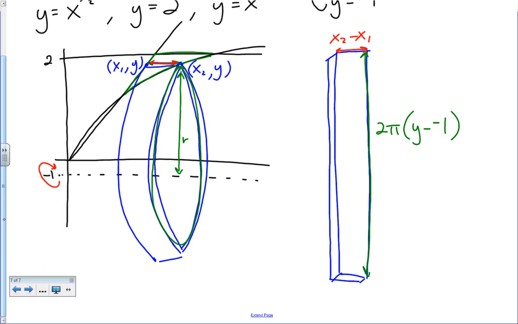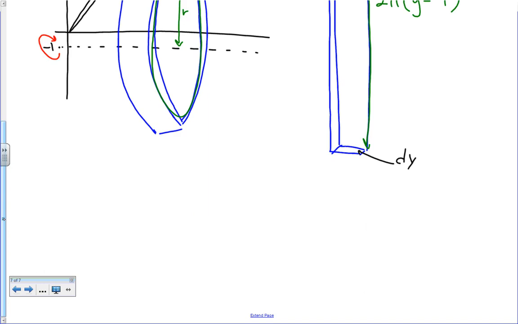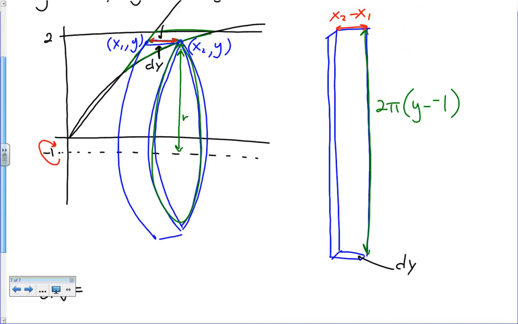And then the thickness of our slice initially, this thickness right here, is a small change in y, so we call that dy. I'll mark that over here. All right, so now we want to find the volume of this, so we call it dV. And again, dV is going to be the volume of that rectangular solid, length times width times height.